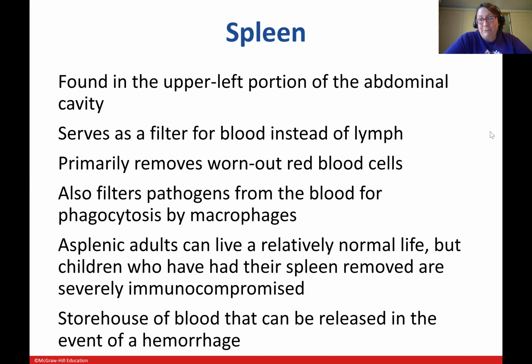Adults who have had their spleen removed can live a fairly normal life, but children who have no spleen are really immunocompromised. Okay, they don't have that full set of memory cells available to them from having been exposed to all of these different pathogens, and so that can really have a huge impact on their ability to fight off disease. And the last thing the spleen does is it stores blood. And so if you have some kind of a traumatic injury somewhere else in the body, it can actually release the blood into the bloodstream to be able to supplement that which is being lost.